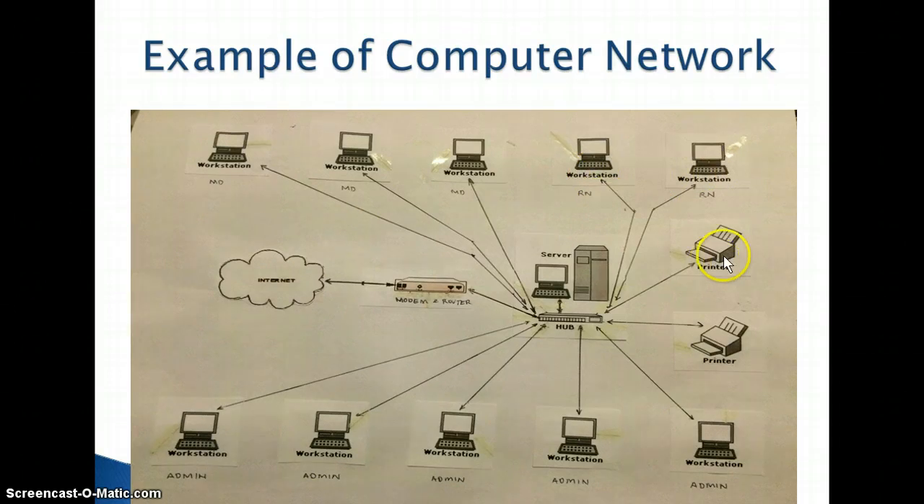And I have 2 printers that can be shared by all users in the system, and I have a hub and a server and a device that is a combination of a modem and a router. Sometimes there's 2 separate devices, one is a modem, one is a router, but sometimes they come in one device. And this is the internet. So all the workstations have access to the internet with the use of a modem and a router. So let me explain each device.